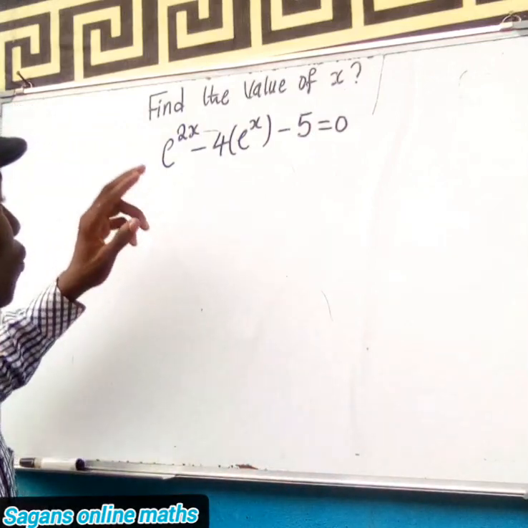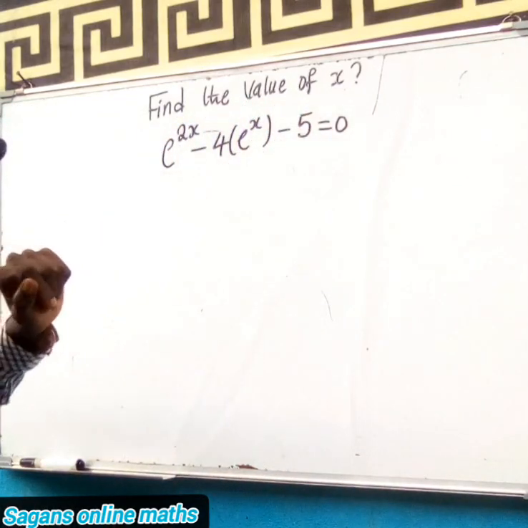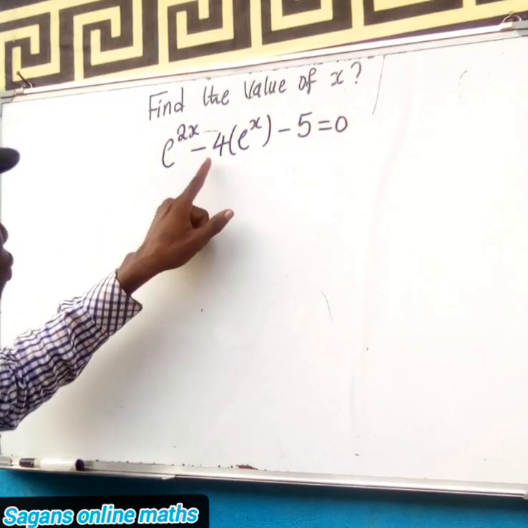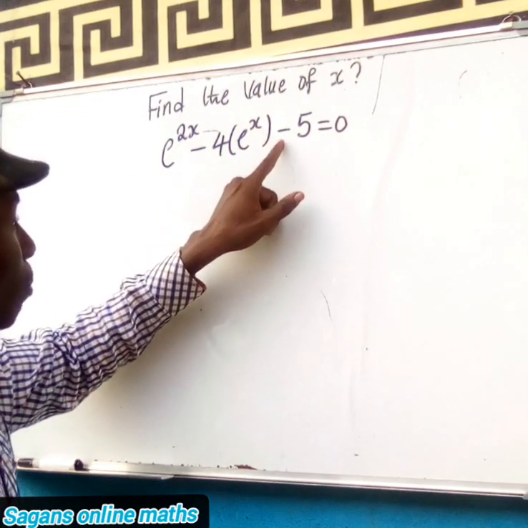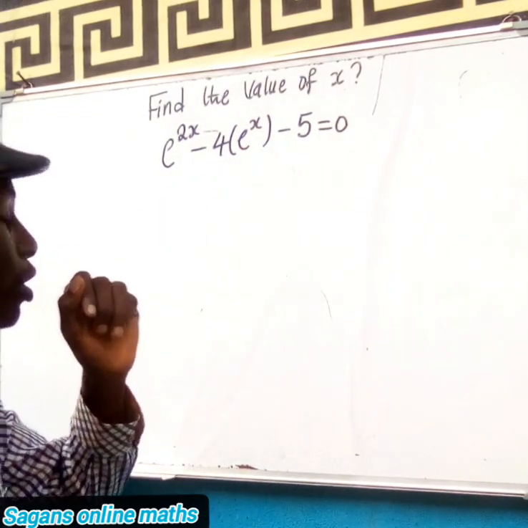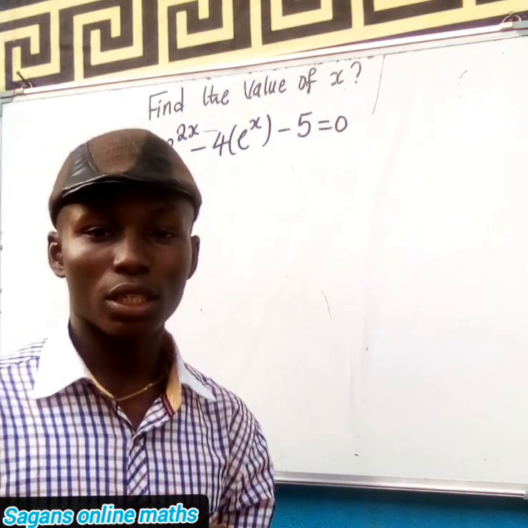Let's consider this question on the board. We are asked to find the value of x. We are given that e to the power of 2x minus 4 into e to the power of x minus 5 is equal to 0. If you observe very well, you know that this is a quadratic equation.